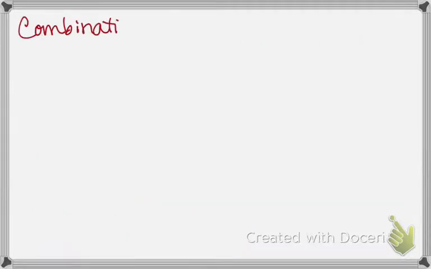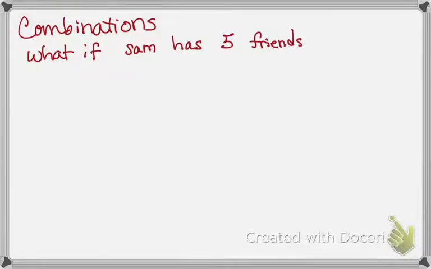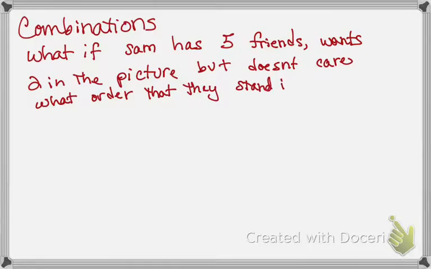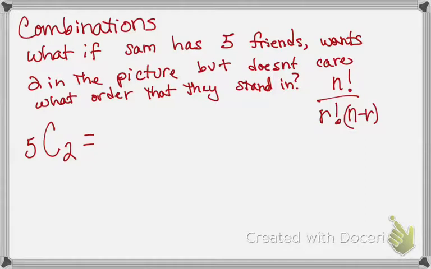Now for combinations. All right, combinations, what if order doesn't matter? What if Sam has 5 friends and he wants 2 in a picture, but he doesn't care what order they're in? We have to use a different formula. The combination formula is when order doesn't matter. So here, Sam would say, I've got 5 friends, I'm choosing 2. And our formula for this is slightly different. It's just like the permutations formula, but there's another number on the bottom. And we'll show you why in just a second, but let's just use this equation first.